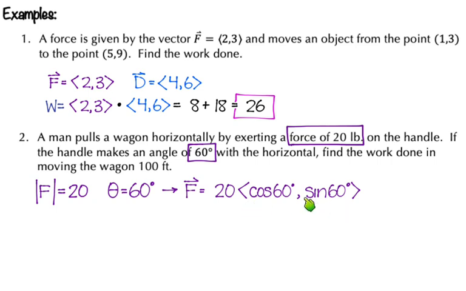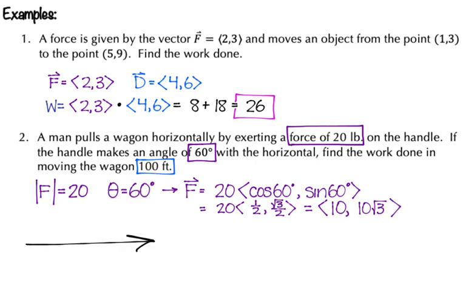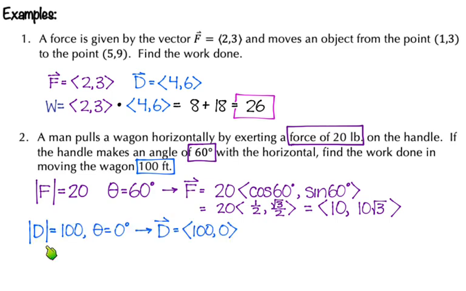So we use our trigonometric form, and we find our vector. This is the force vector in component form. For the displacement, we moved it 100 feet, and it went straight this way. And so the angle for that is 0 degrees, which means our displacement vector has a magnitude of 100 and an angle of 0, and therefore the component form for that displacement is 100, 0. We could use trigonometric form to figure it out.